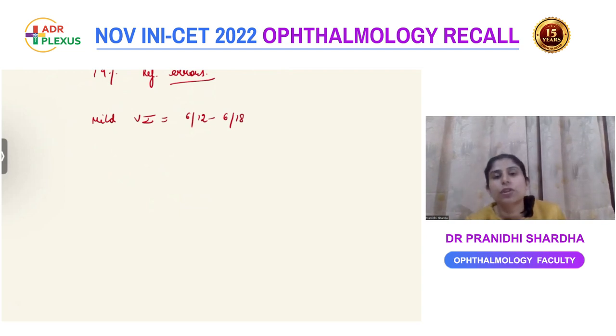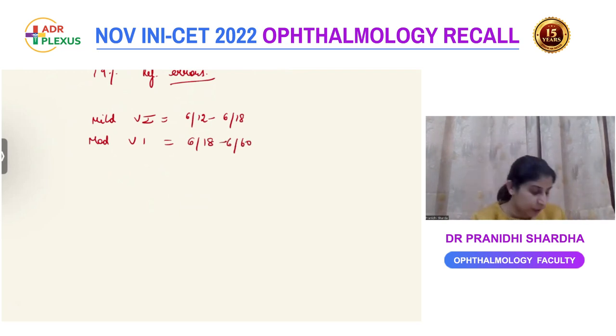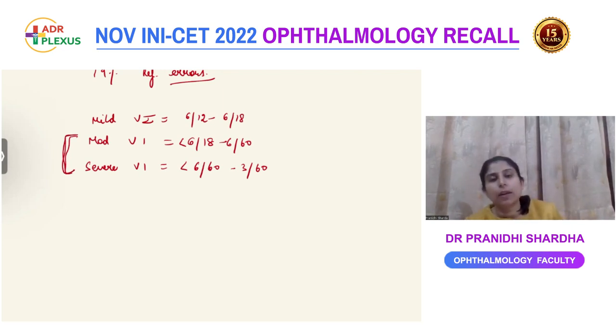6/12 to 6/18 is the vision of the patient when we say mild visual impairment. Moderate visual impairment is when the vision is between 6/18 to 6/60. Severe visual impairment is when the vision is less than 6/60 to 3/60. And most of the refractive errors come under the classification of moderate to severe visual impairment. So if the question asks about visual impairment, the answer will be uncorrected refractive errors.